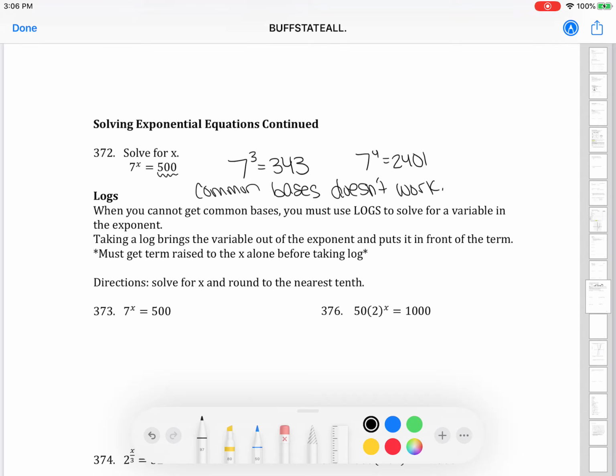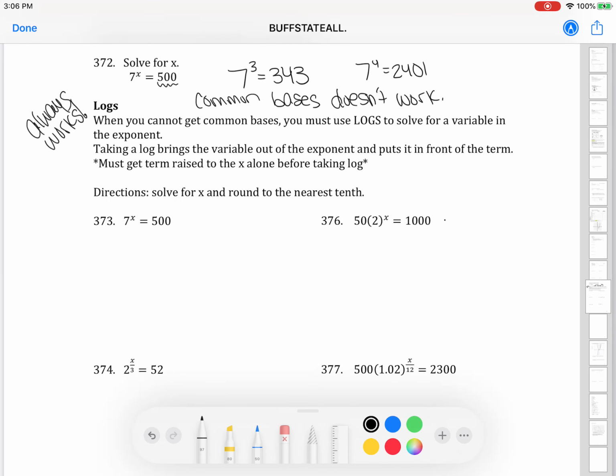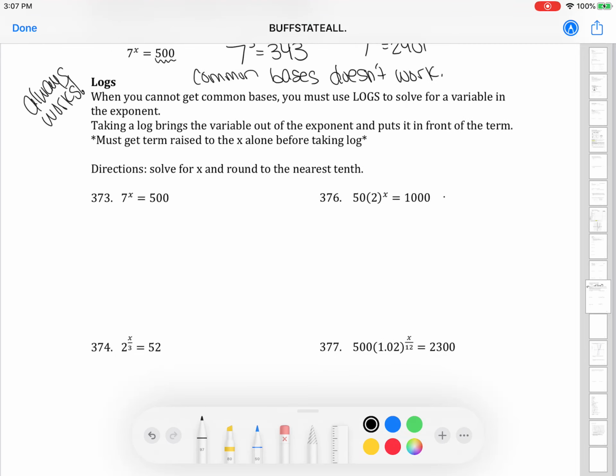When common bases doesn't work, you need an alternative method. This is like the quadratic formula of the exponential functions. It's the method that always works, but absolutely must be used when common bases can't work. So you can use this all the time, but you must know it even if you like common bases better. That's usually why it's a fan favorite. People like to learn one method.